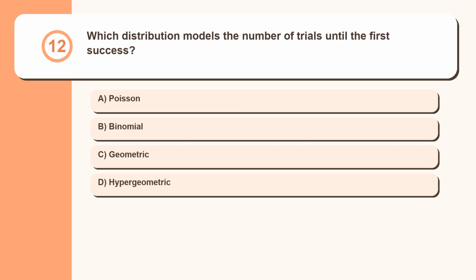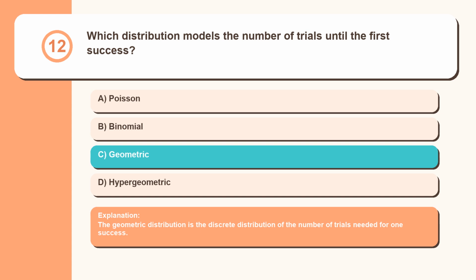Question 12. Which distribution models the number of trials until the first success? Poisson, binomial, geometric, hypergeometric. The geometric distribution is the discrete distribution of the number of trials needed for one success.